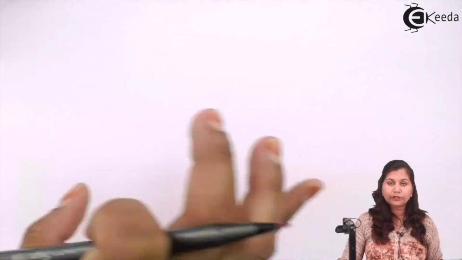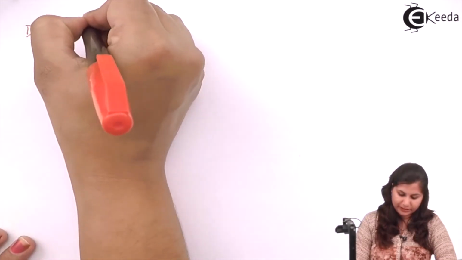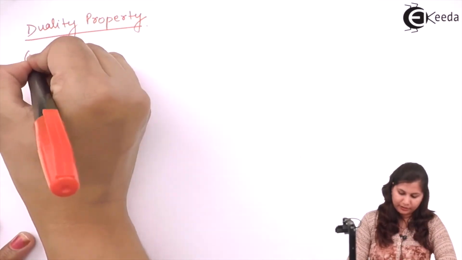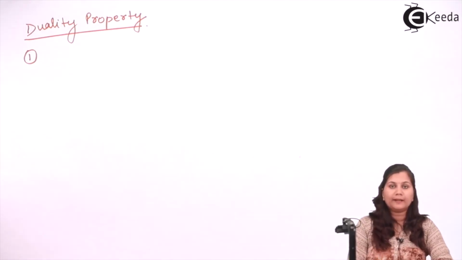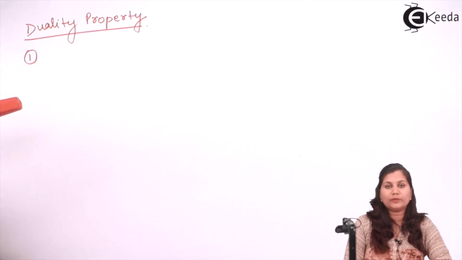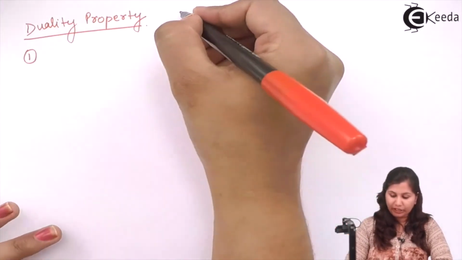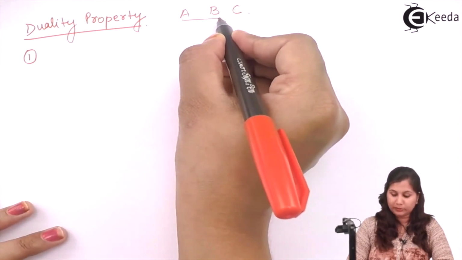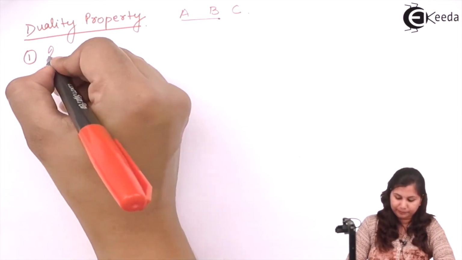Now, related to this controllability and observability, there is a duality property. This duality property says that if there is a system which is represented by the state equations x dot equals Ax plus Bu and y equals Cx plus Du, then we have these matrices A, B, C. So if AB is controllable, then A transpose and B transpose will be observable.